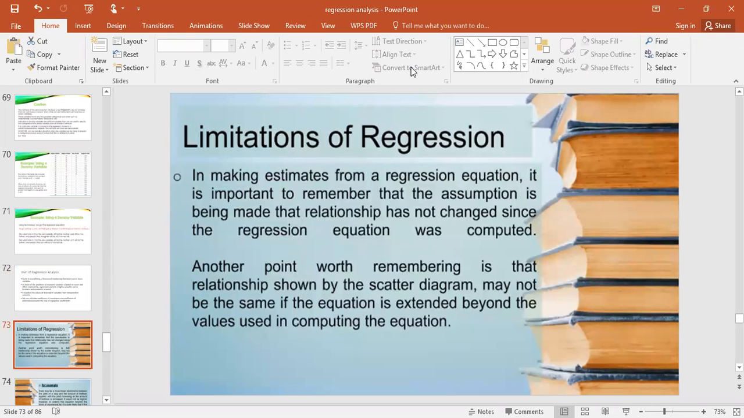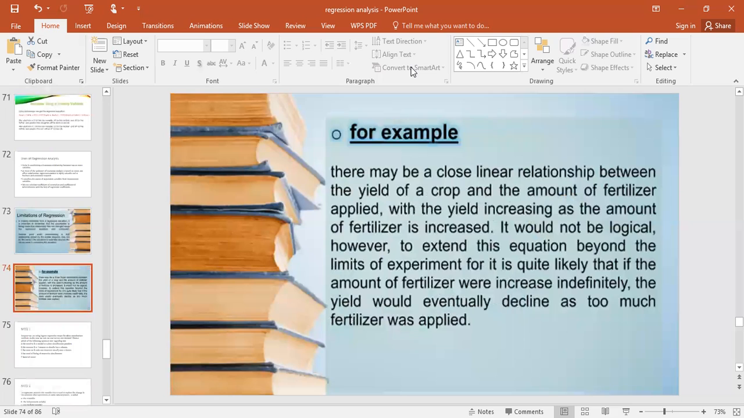Limitations of regression. In making estimates from a regression equation, it is important to remember that the assumption is being made that the relationship has not changed since the regression equation was computed. Another point worth remembering is that the relationship shown by the scatter diagram may not be the same if the equation is extended beyond the values used in computing the equation.